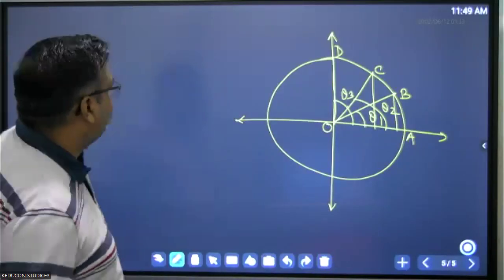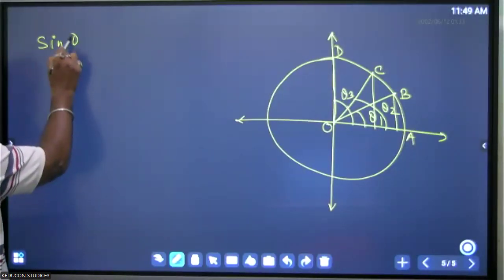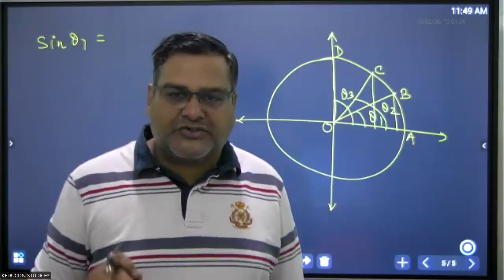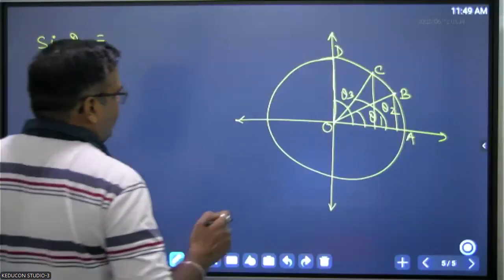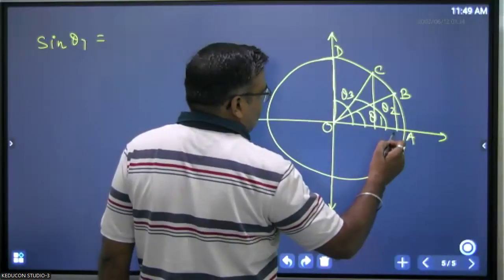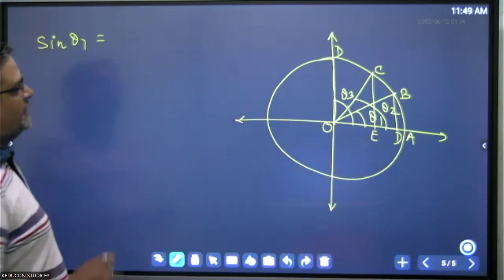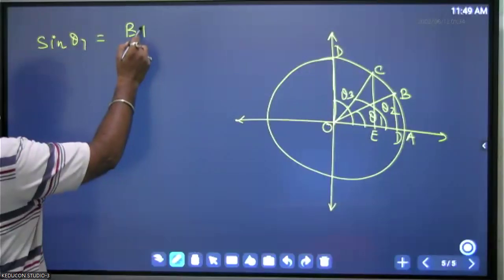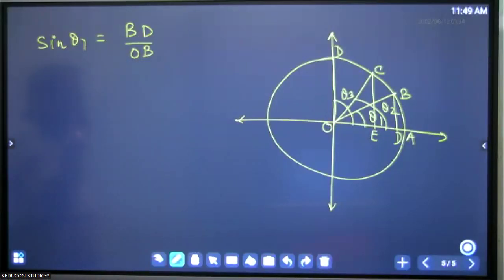Now what will be sine theta 1? We know that the sine is the ratio of perpendicular to the hypotenuse. Now, in this case, this is A, B, C. Let's say this is D, this is E. Sine theta 1 will be equal to BD upon OB, right? So perpendicular upon hypotenuse.